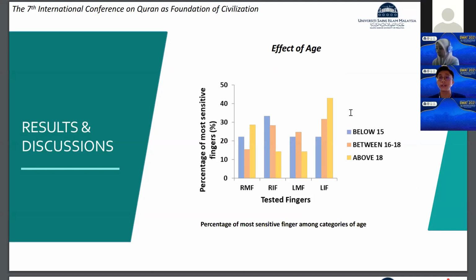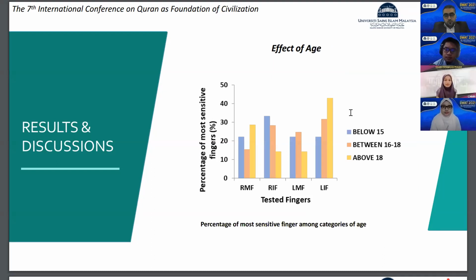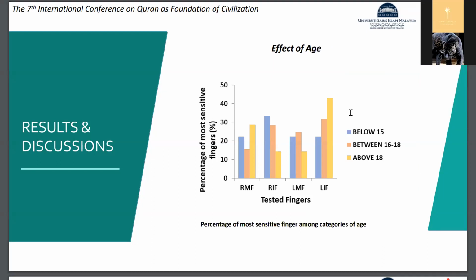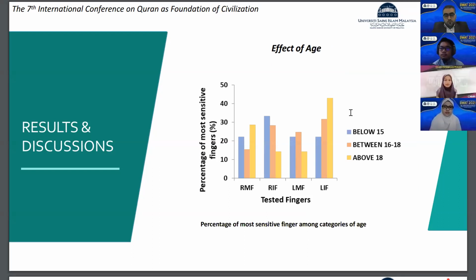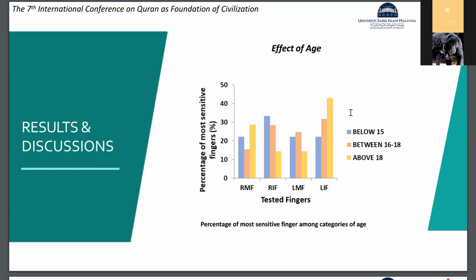The graph summarizes that the test subjects based on age ranging from below 15 up to above 18 years old. The result shows that left index finger was the most sensitive fingers for the test subjects at the age of between 16 and 18, and above 18 with the percentage of 31.7% and 42.9% respectively. However, test subjects below 15 years old showed that their most sensitive finger was right index finger with percentage of 33.3%.